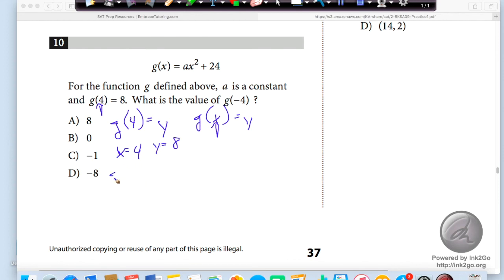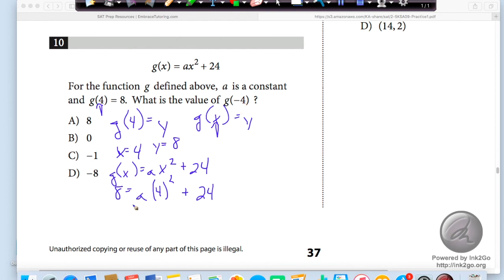So if I had the equation g of x equals ax squared plus 24, I know that when x equals 4, y equals 8. So I can plug this in here for y, or g of x, or g of 4 in this case, and I know that a is a constant, and g of 4 equals 8. I'm going to be able to take this 4 and plug it in for x. So I'm going to take the 4 here, put the square, and I'm going to put 24. Now, I'm going to quickly identify the question: for the function g defined above, a is a constant, g of 4 equals 8, what is the value of g of negative 4?